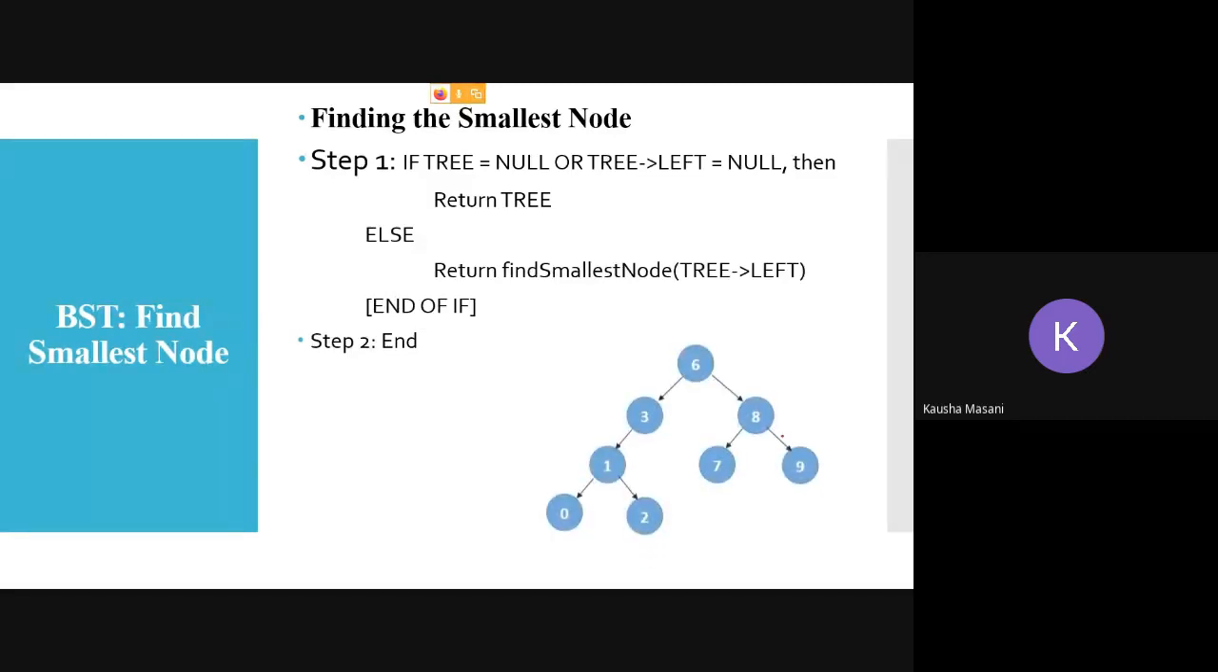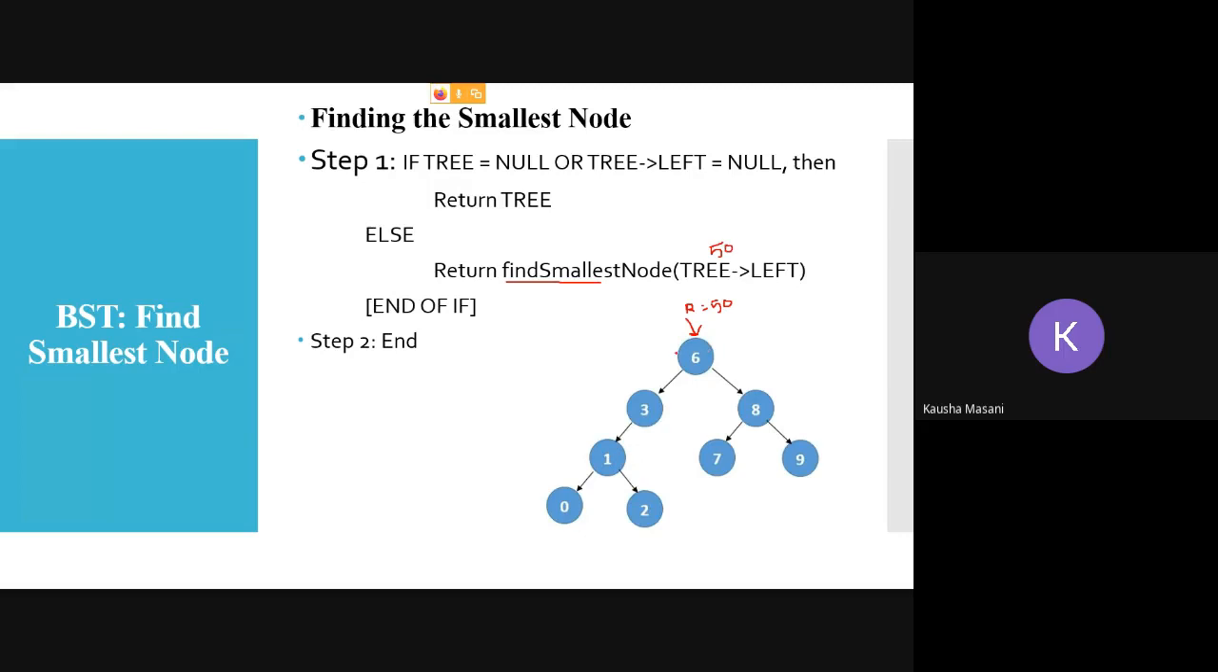What things are happening? You will start from your root node. When you are calling this function for the very first time, find the smallest node from the main function, what is the pointer that is passed? The 6, the memory address stored by this root node. Suppose this root node is having memory address, let's say 50. So from your main function 50 will be passed.